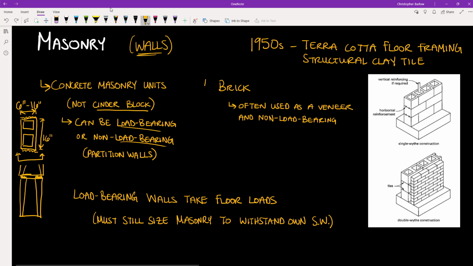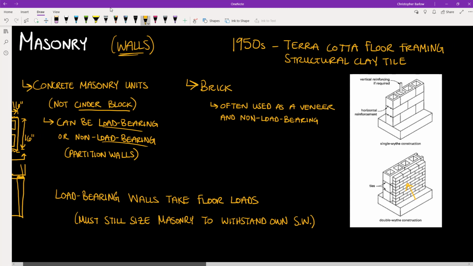And now the other type of masonry is brick. And brick is often used as veneer, and typically is not load-bearing. However, as I just mentioned, we still need to design it for its own self-weight, and we also need to design it for any lateral loads, such as wind or seismic.